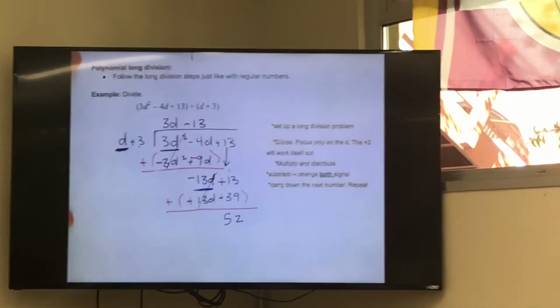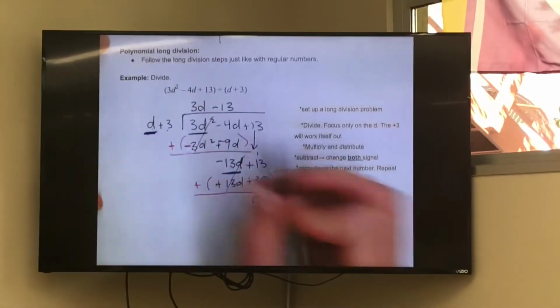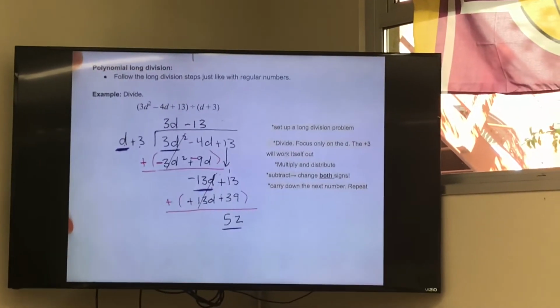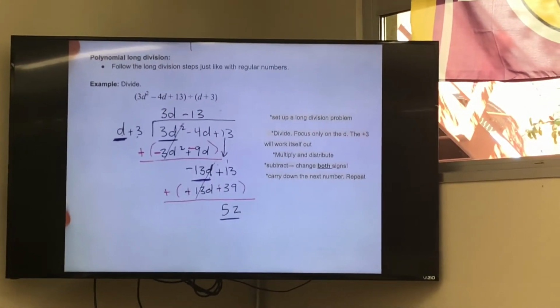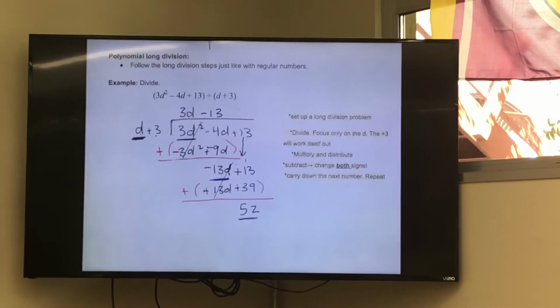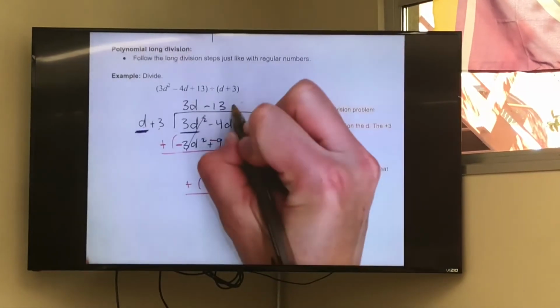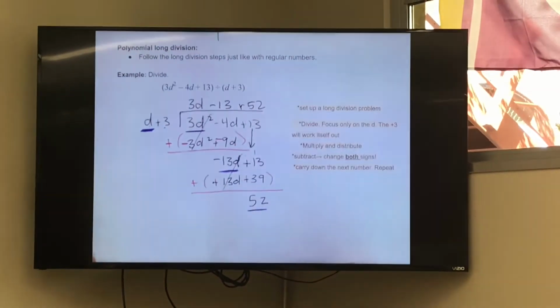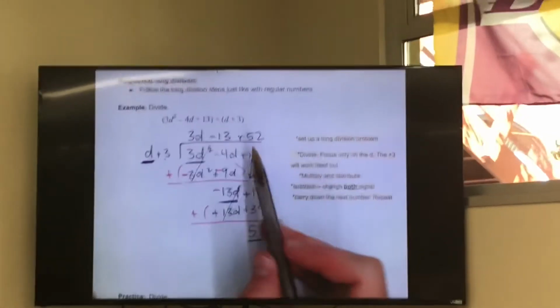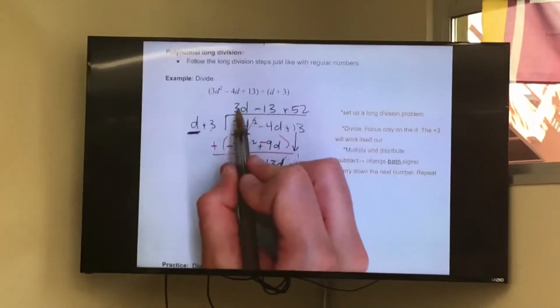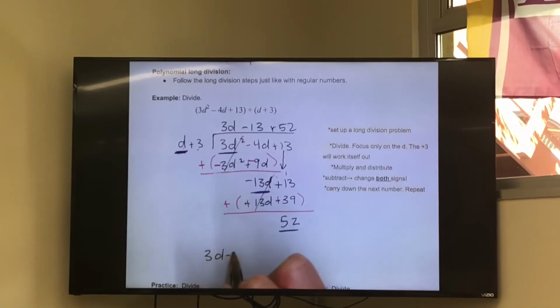Now, I'm thinking how many times does my front variable, or term, go into that number? That would not go in because I can't take away a d. So this is called a remainder. And if I rewrite, this is a key step here, how you'll see it on the answer key. So I have 3d minus 13.